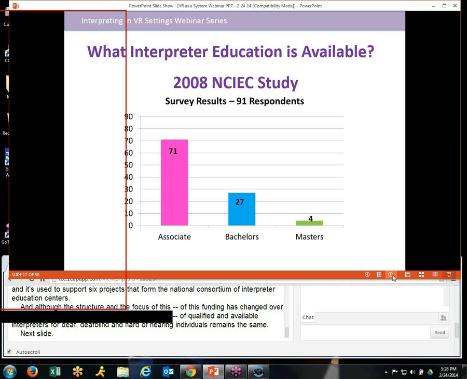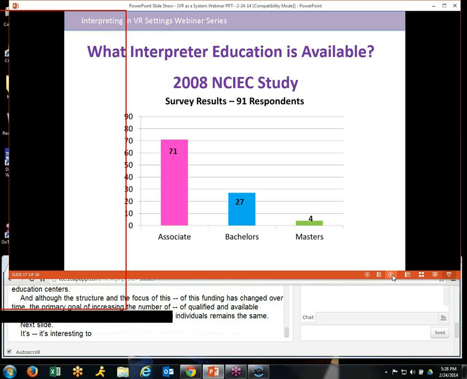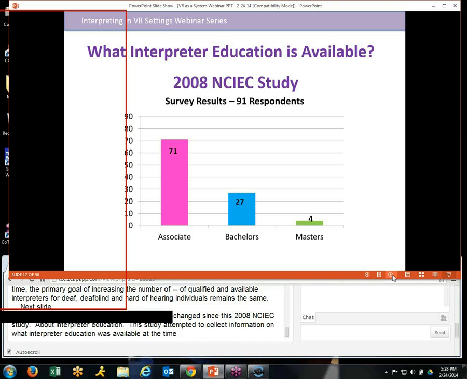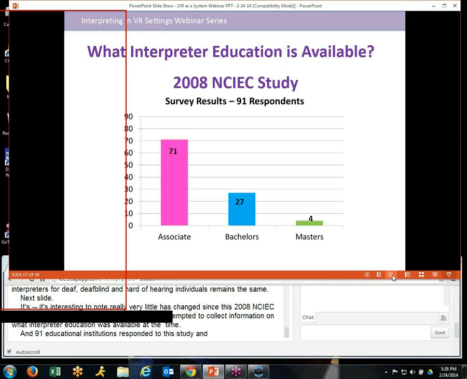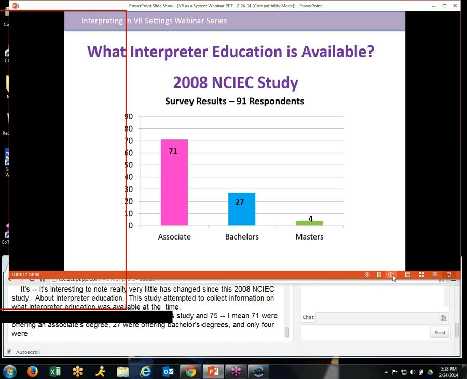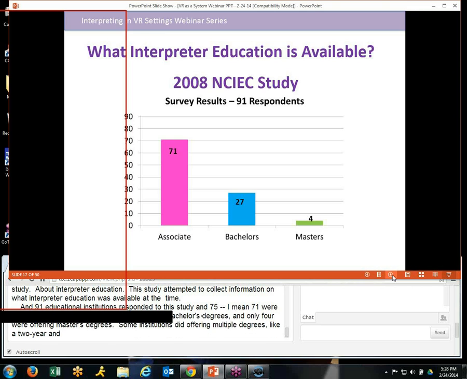It's interesting to note, really very little has changed since this 2008 NCIEC study about interpreter education. The study attempted to collect information on what interpreter education was available at the time. And 91 educational institutions responded to the study, and 71 were offering an associate's degree, 27 were offering bachelor's degrees, and only 4 were offering master's degrees. Some institutions did offer multiple degrees, like a 2-year and a 4-year, or a 4-year and a master's degree.